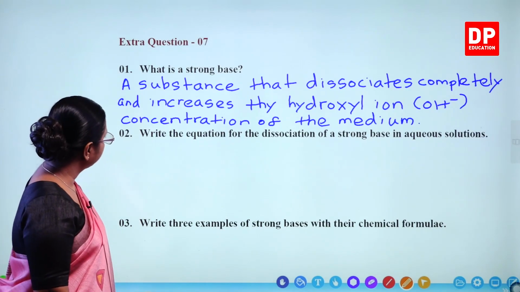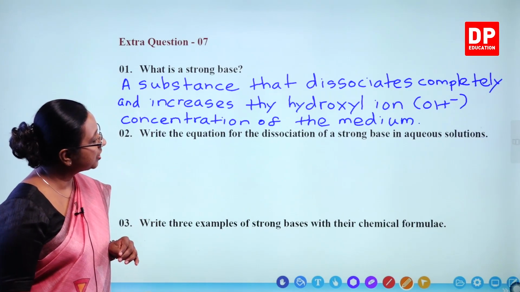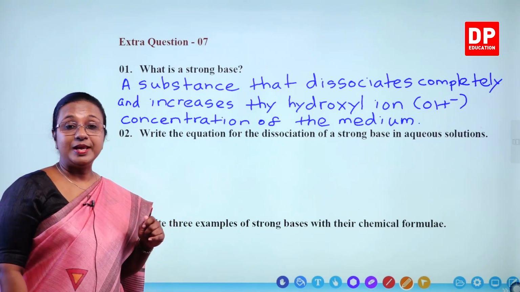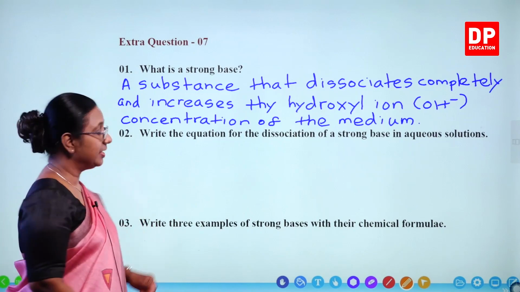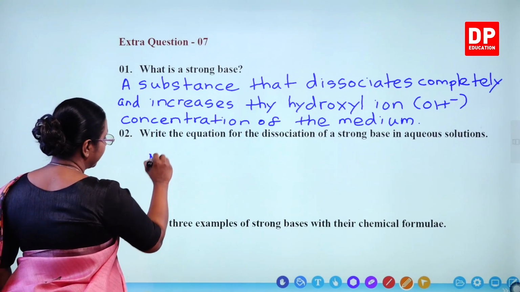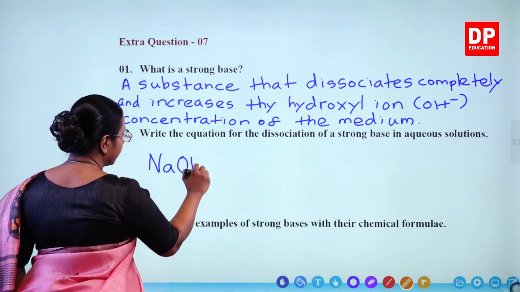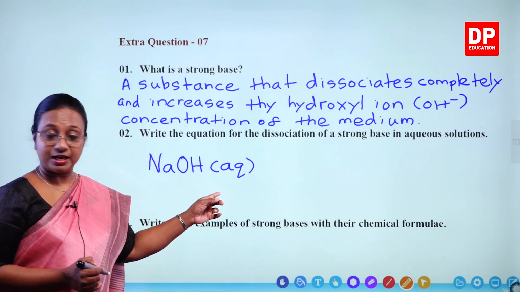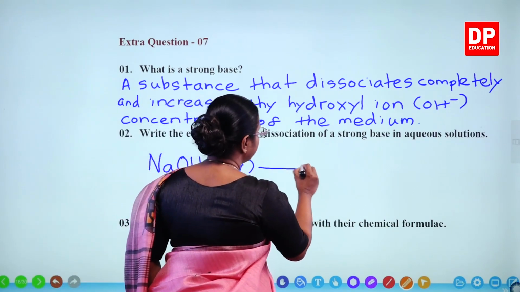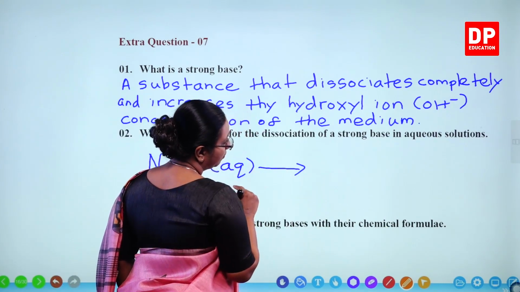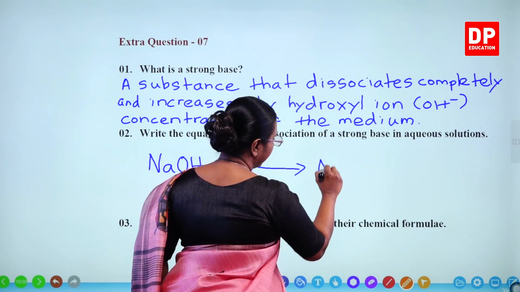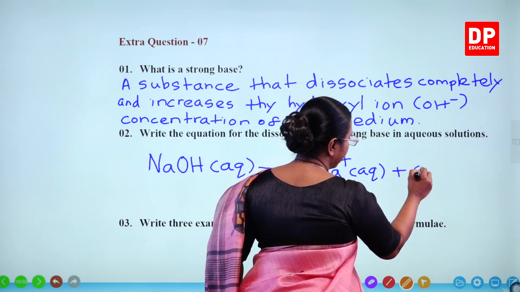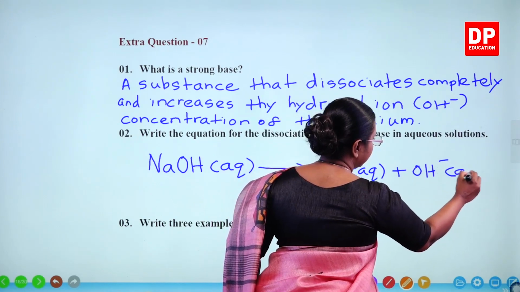Then the next question. Write the equation for the dissociation of a strong base in aqueous solution. So you all know many examples. The most common one is sodium hydroxide. So I will take that as the example. What do you do? Sodium hydroxide. You have to specify it is an aqueous medium and you show the dissociation arrow towards one side and the products will be Na plus aqueous and OH minus aqueous.